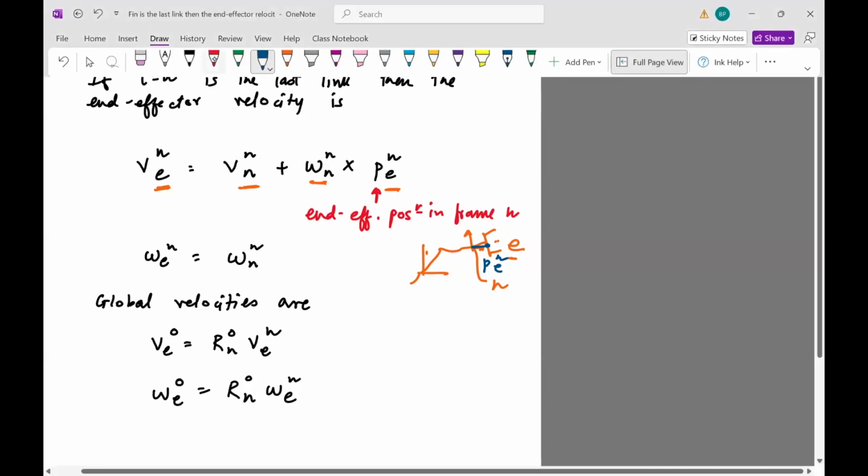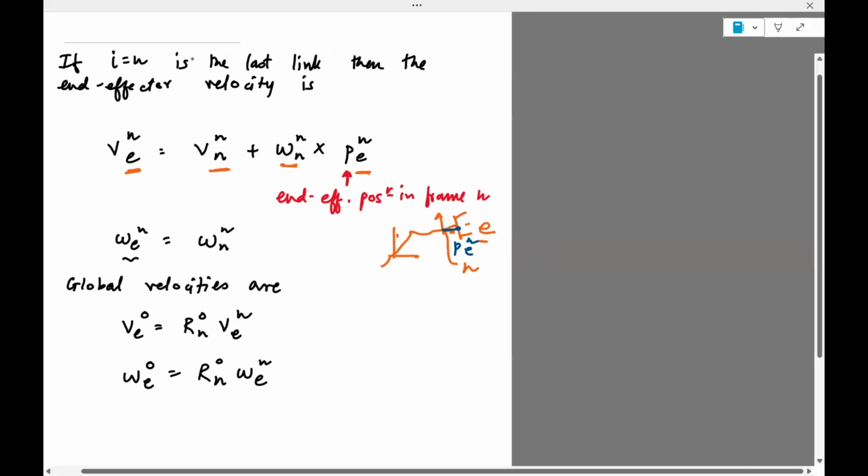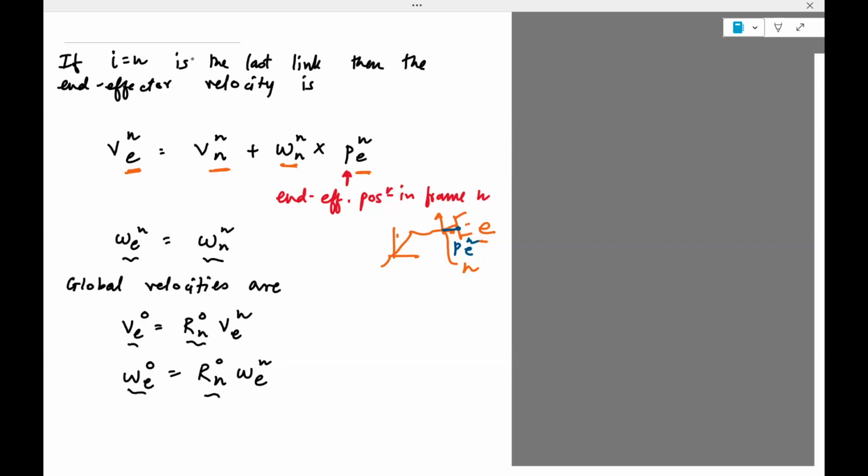The good news is that omega_E is the same as omega_n. So you don't have to do much, but for the velocity, you need to do a certain bit of work. And then the global velocity for this is simply the same thing. You need to take the rotation matrix, which comes from the homogeneous matrix, into it. So the best way to illustrate this is to actually do a problem. So that's what we'll do next.